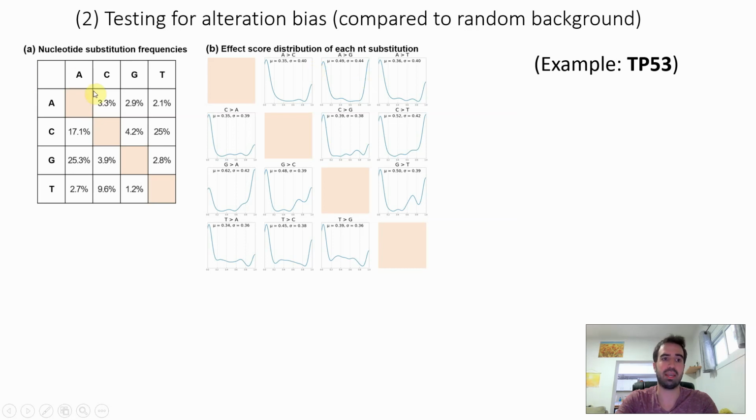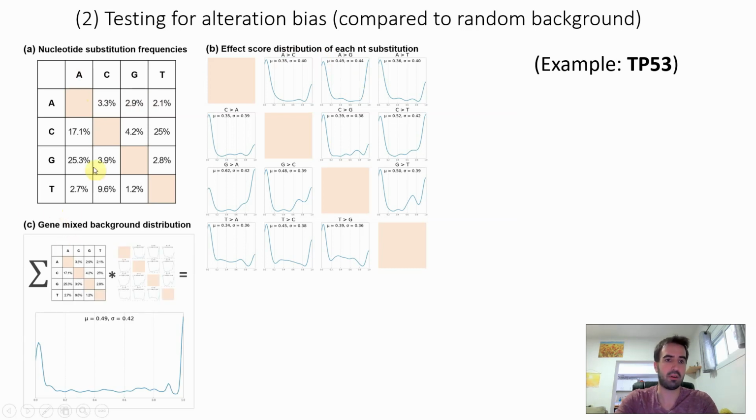So for example, for the A to G substitution, we will simply go through the coding part of the gene, through all the A nucleotides and substitute them with G, and then feed it to the exact same underlying machine learning model and record the obtained effect score to get those distributions.